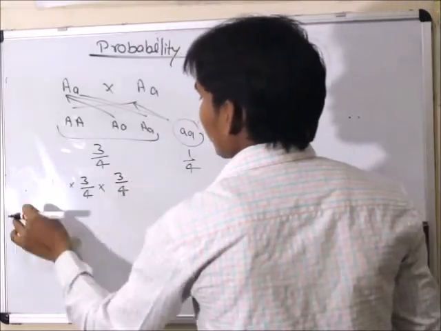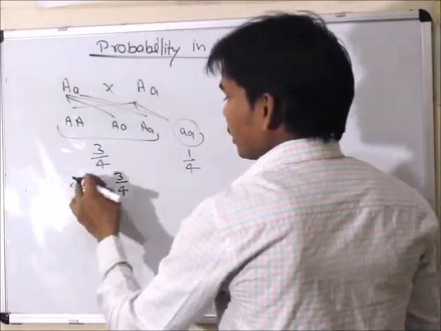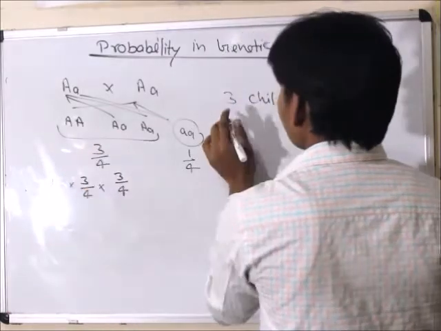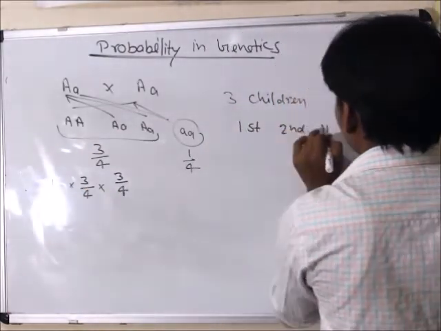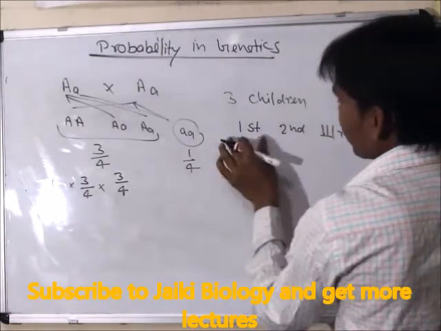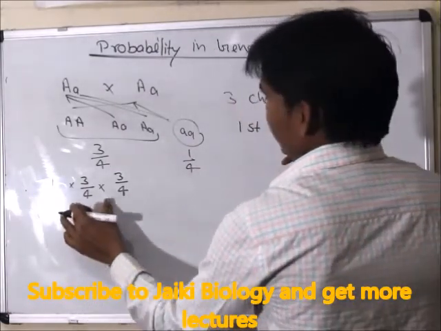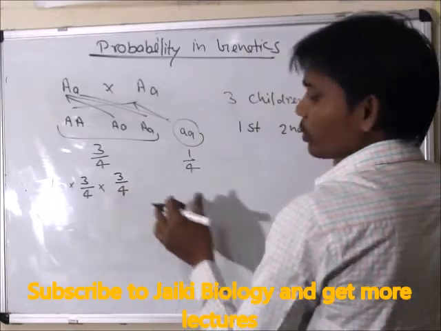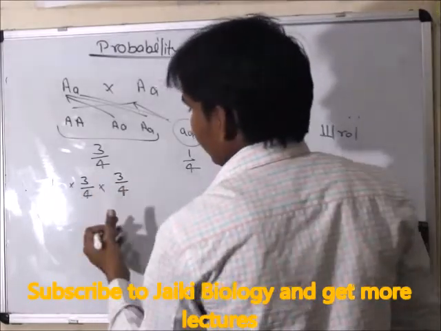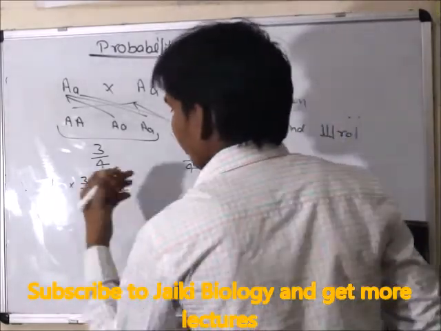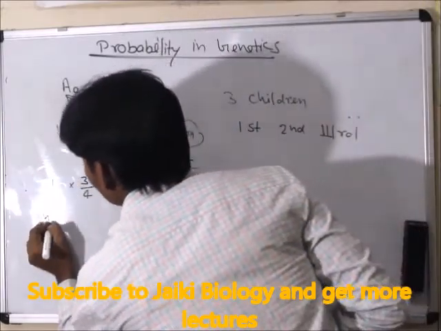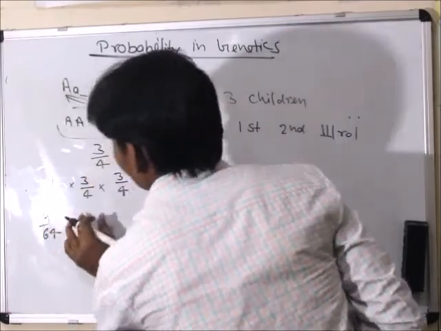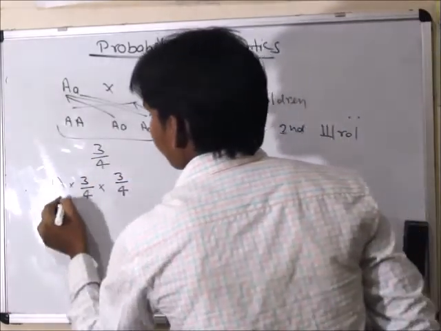Okay, 3 children. 1 by 4 has the disease and 3 by 4 do not, among the first, second, and third children. The first has the disease, the second has no disease, and the third has no disease. Since the word "and" is used, we apply multiplication. If the first child appears this way, the probability is 9 by 64. This was the first condition.